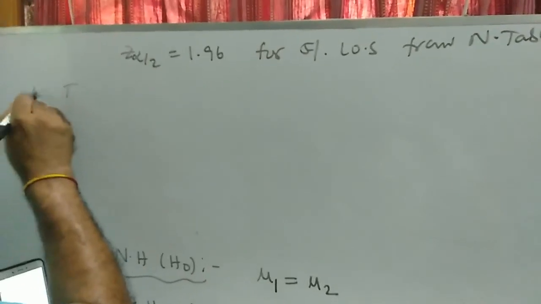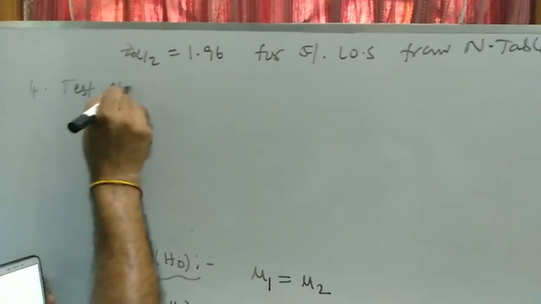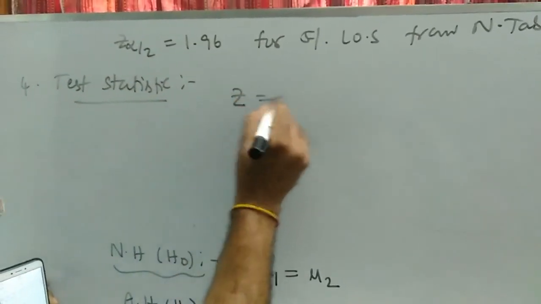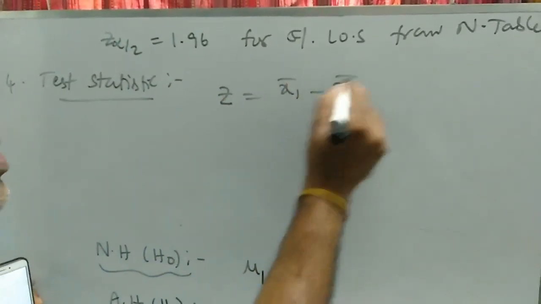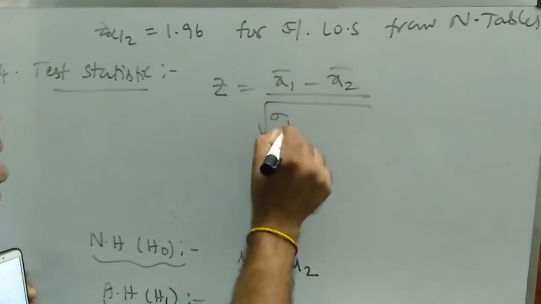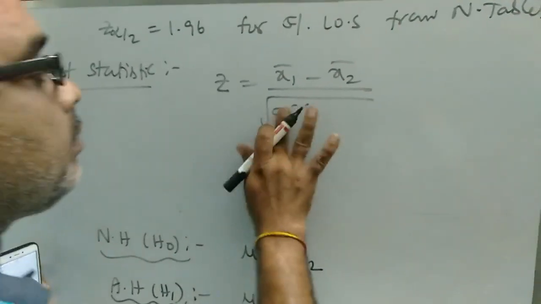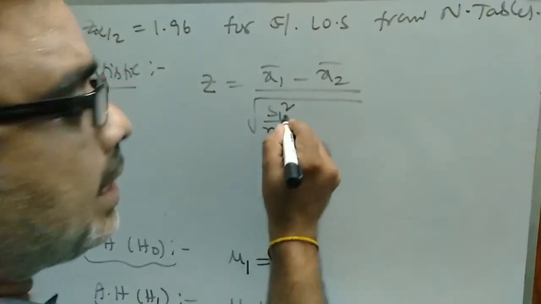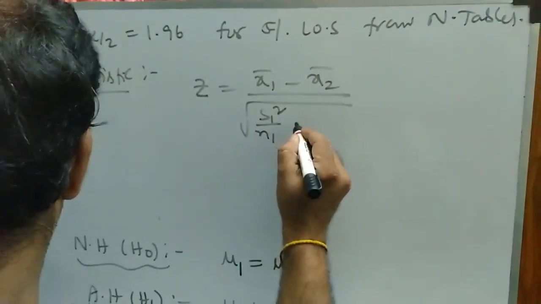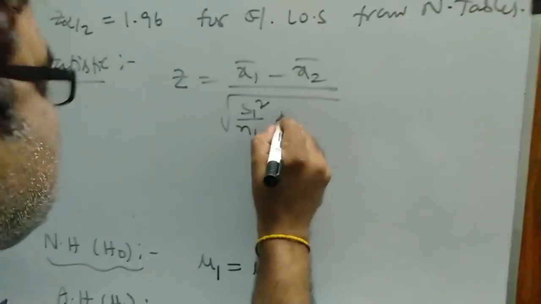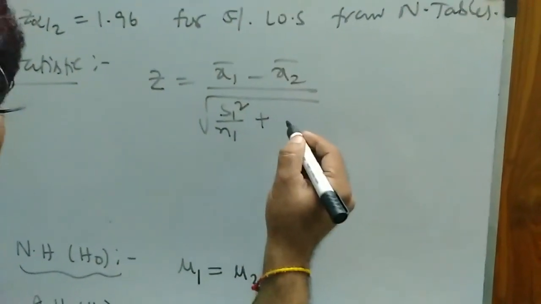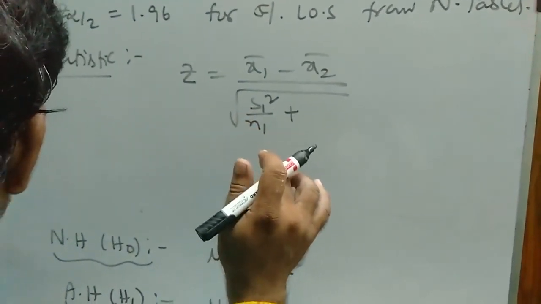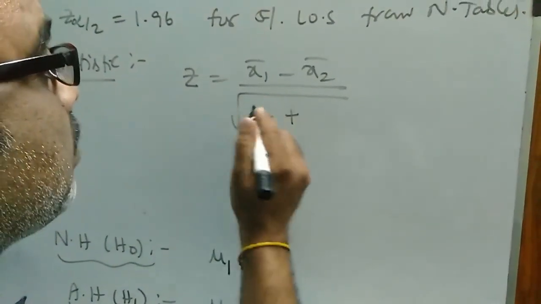Now I'm coming to the fourth point, test statistic. What is the test statistic here? Here z is equal to x1 bar minus x2 bar by square root of sigma1 square. Here sigma1 square is not given. That means we have to take s1 square as a substitute, so s1 square by n1 plus s2 square by n2. If s1 square is also not given, then you use sigma1 square.